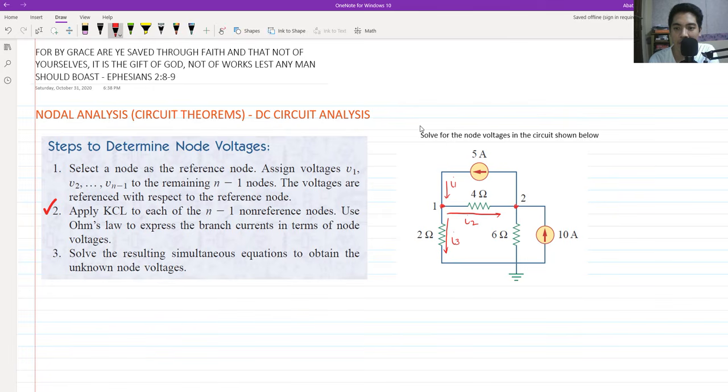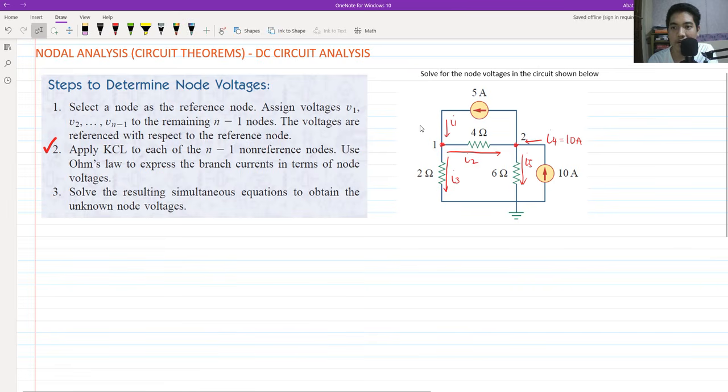So we also have the 10 amperes, this current source. We label it as I sub 4 here. And we can have a current here, let's call it I sub 5. So we don't know the currents.